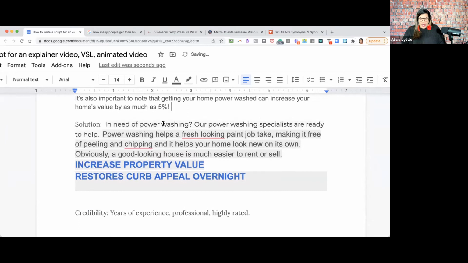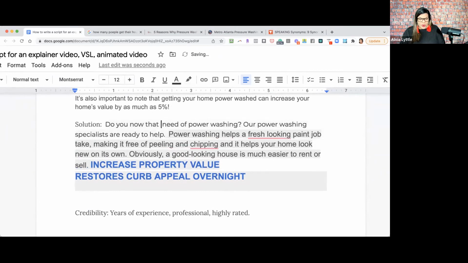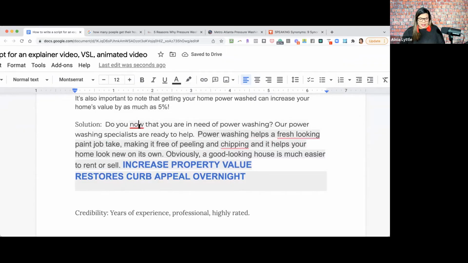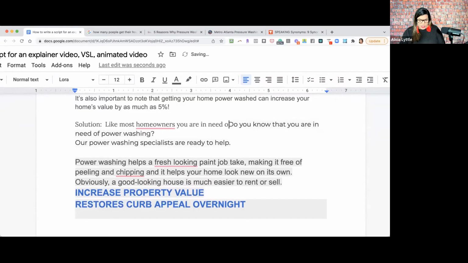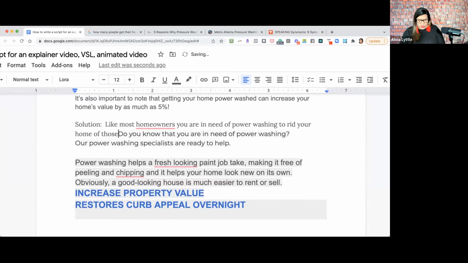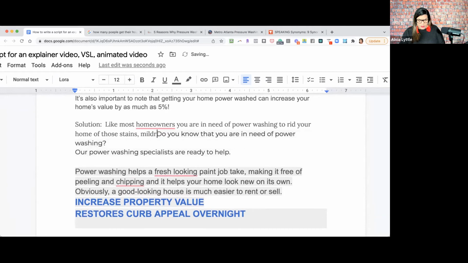All right, solution. Do you know that you are in need of power washing? Let's see. Our power washing specialists are here to help. So, like most homeowners, you are in need of power washing to rid your home of those stains, mildew, and mold on and around your home.